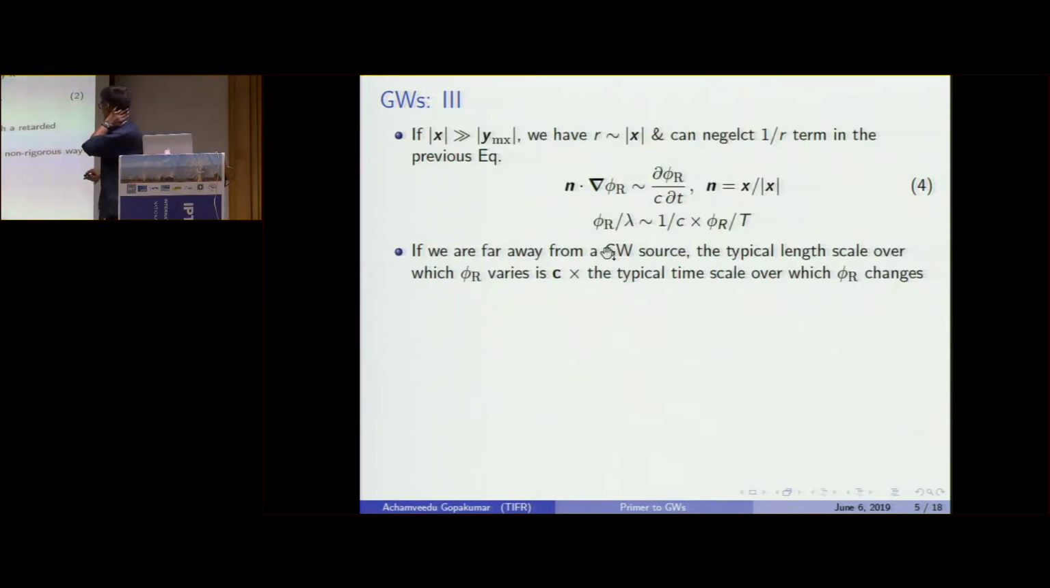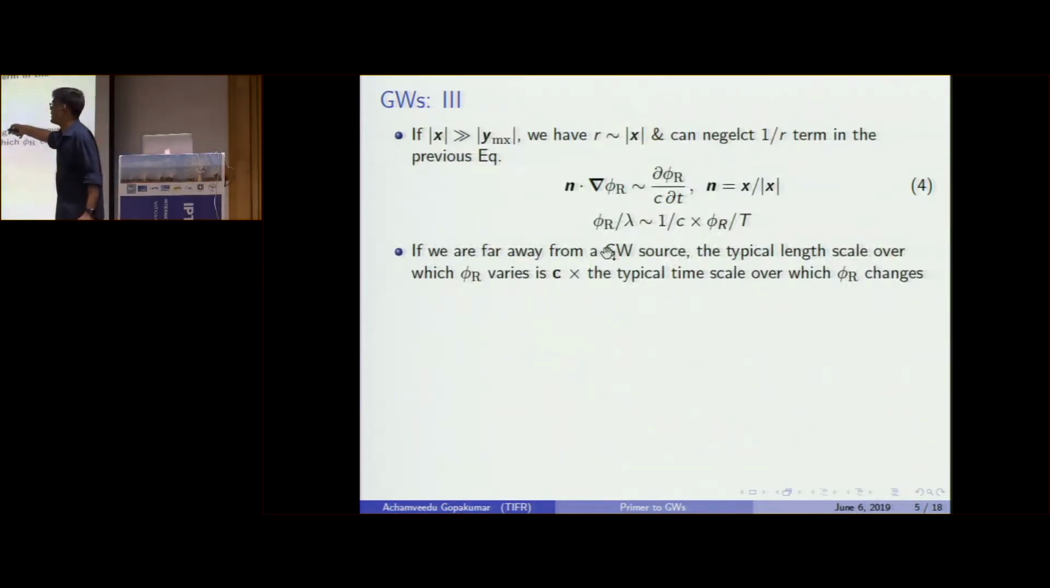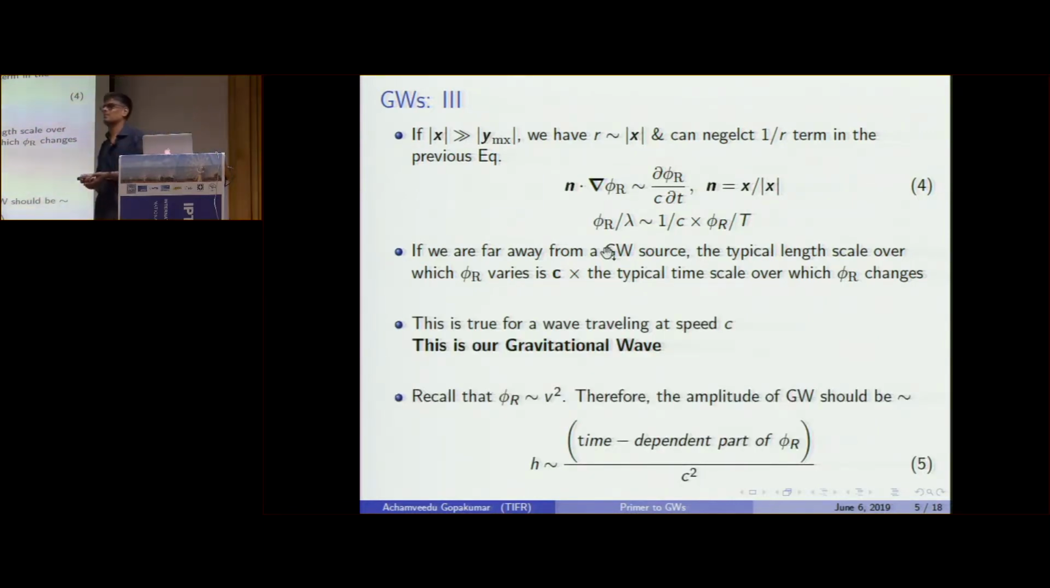So what? Okay, remember that this r is essentially the modulus of x minus y. So what I will do is consider a field point which is quite far away from the matter distribution, and I'm going to dot that grad phi with n. n is the unit vector in the direction of the field point. So I get n dot del phi, roughly of the order of (1/c) times dou phi by dou t. In another way of saying it, far away from the source, the potential, which is the so-called retarded Newtonian potential, changes over typical length scales given by c times the typical time scale over which phi varies. That's essentially a gravitational wave for all practical purposes.